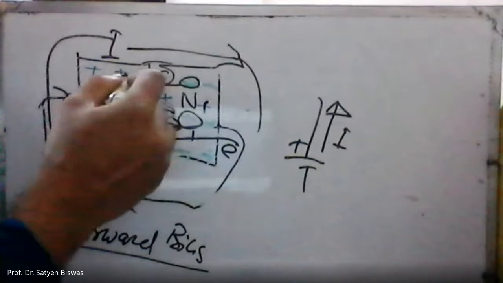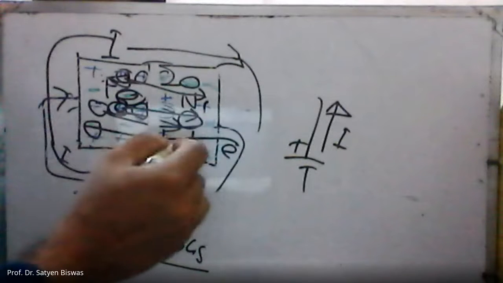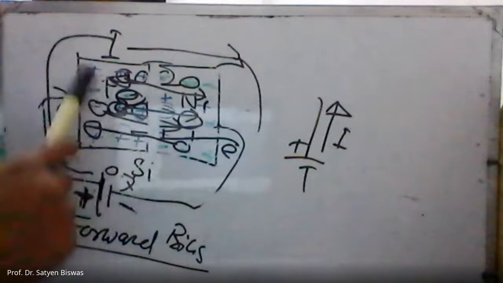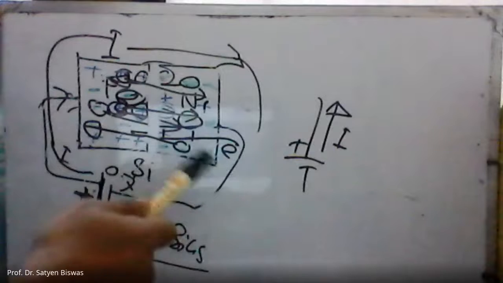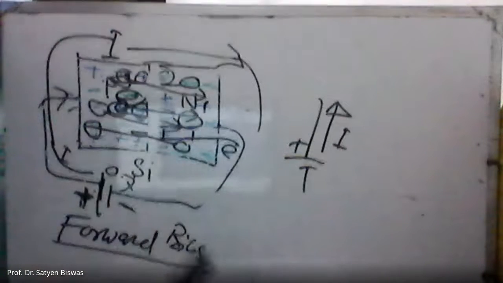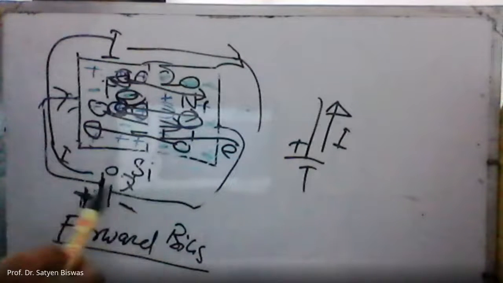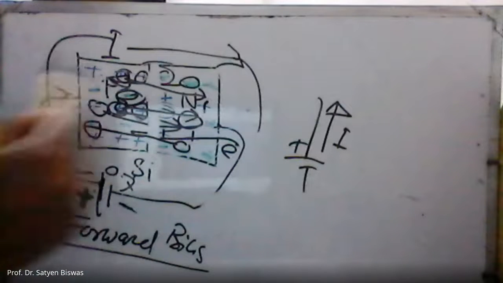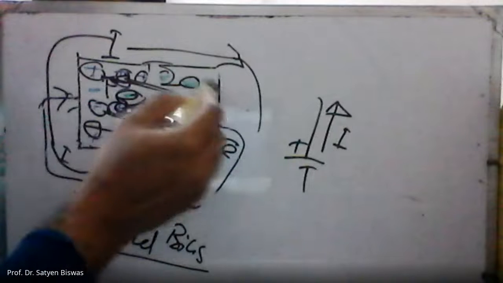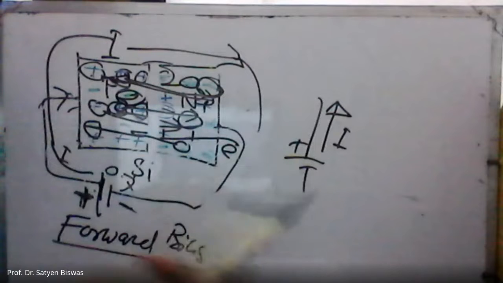So what will happen? All the positive carriers will move this way, and the negative carriers will move this way. Then there will be transport. The carriers will move from one side to the other. There is no shortage of carriers, because this positive carrier moves from the left side to the right side, combines with these electrons, and turns to zero.